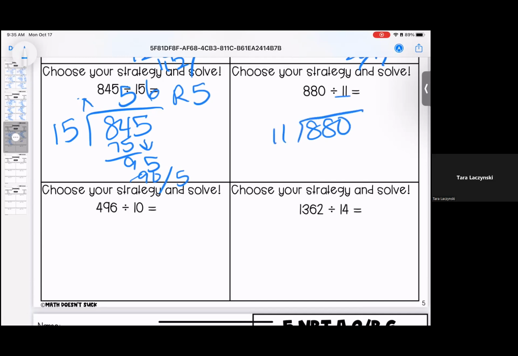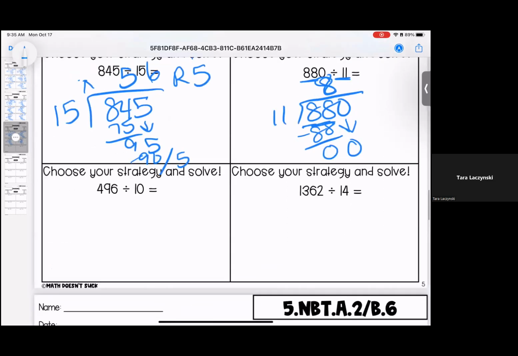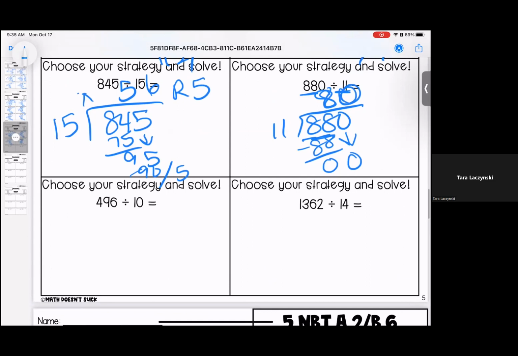My brain likes this one. Look, 11, 88. They're friends, right? 11 doesn't go into 8, but it goes into 88 8 times. 8 times 11 is 88 on the nose, but I tried to trick you. We have to say that 11 does not go into 0, and we show that with our 0 place saver.